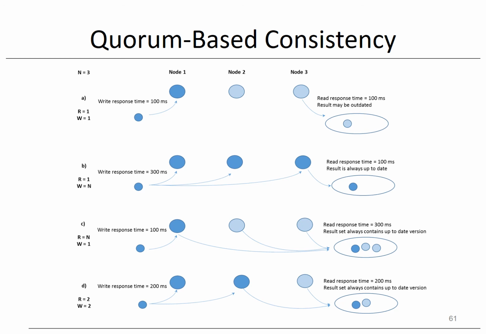Configuration A represents a situation where both r equals 1 and w equals 1. A write operation is completed after a first node has received the updated value. This takes 100 milliseconds. A read operation is completed once the response from one node is received. This takes 100 milliseconds as well.